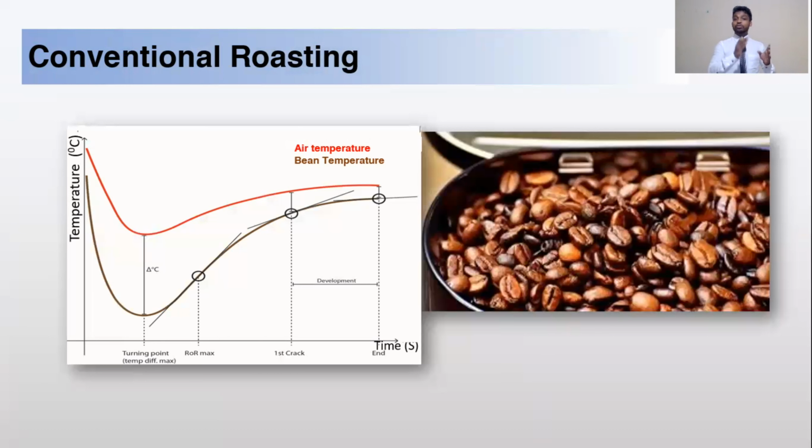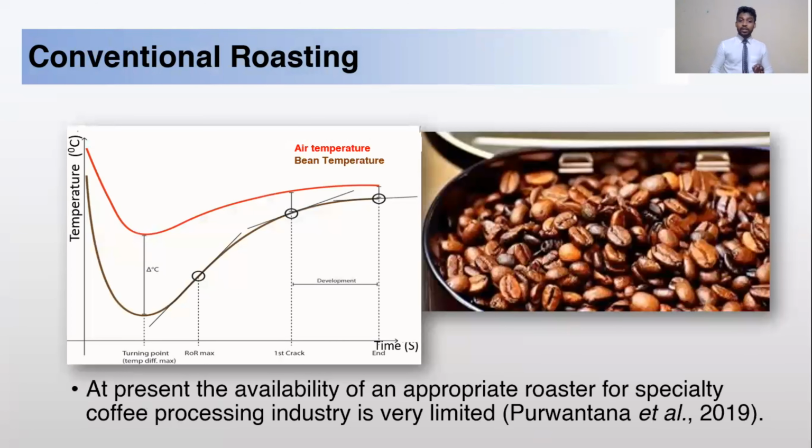In order to follow the roasting profile, we have to control the air temperature very well. In order to control the air temperature very well, we have to have a proper program. At the moment, the availability of an appropriate roaster for specialty coffee roasting is very limited.